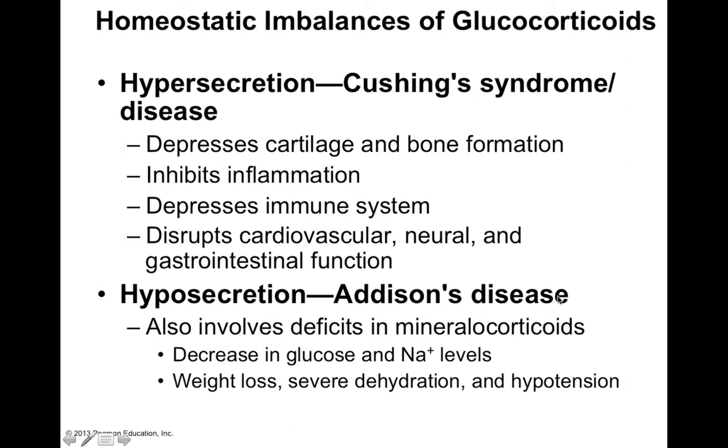Now, Addison's disease is pretty much the opposite of Cushing's disease, where we get a hyposecretion, or not enough cortisol, in somebody's body. So Addison's disease is due to a lack of cortisol. What we see then is that it often also includes deficits in the mineralocorticoids, so that you see a decrease in glucose and sodium levels, and we also see weight loss, severe dehydration, and low blood pressure, or hypotension, as a result of Addison's disease as well.